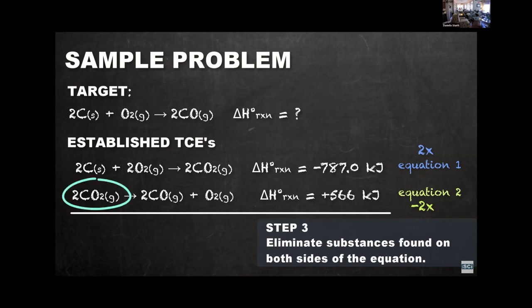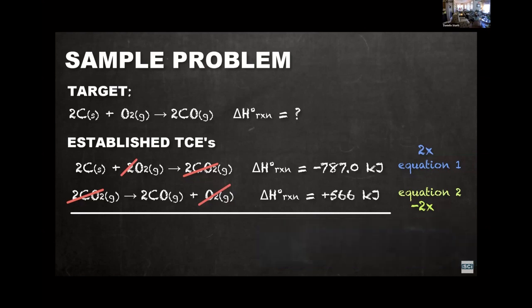Notice that we have 2 moles of carbon dioxide on the reactant side from equation 2, and we have 2 moles of carbon dioxide on the product side from equation 1. So effectively, if we were adding these 2 equations up, these 2 moles of carbon dioxide are going to cancel each other out. Similarly, equation 2 has 1 mole of oxygen on the product side, and equation 1 has 2 moles of oxygen on the reactant side. Effectively, that means that 1 mole of oxygen didn't really participate in the reaction, so we can cancel that out as well.